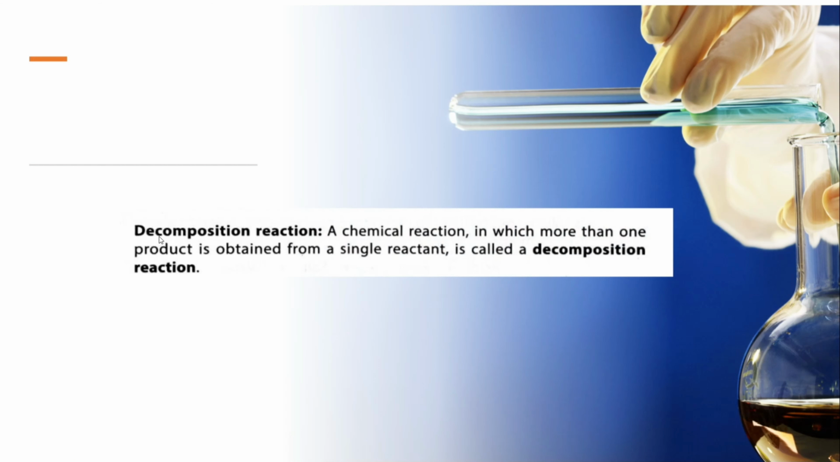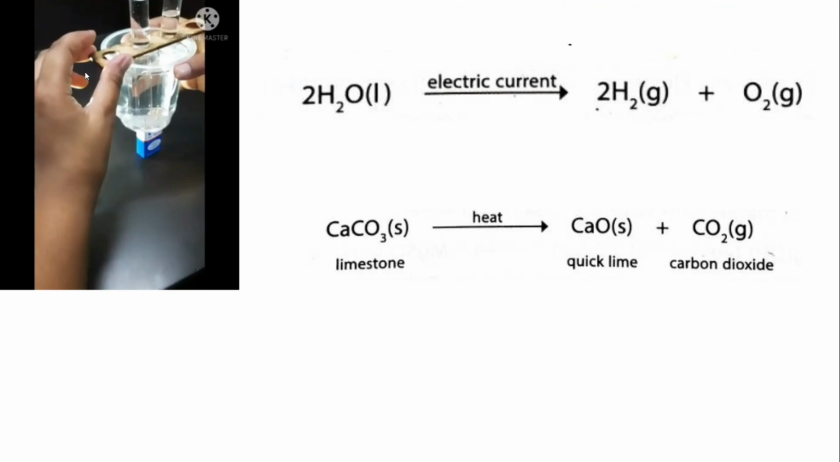Now comes the second type of reaction, which is the decomposition reaction. It is a type of chemical reaction in which more than one product is obtained from a single reactant. Friends, we have done one such example in the video on electrolysis of water. You can find the link in the description and in the I button here. So here, as you can see, when we pass an electric current through water, it gets separated into H2 and O2, which is hydrogen and oxygen. The second example is of limestone.